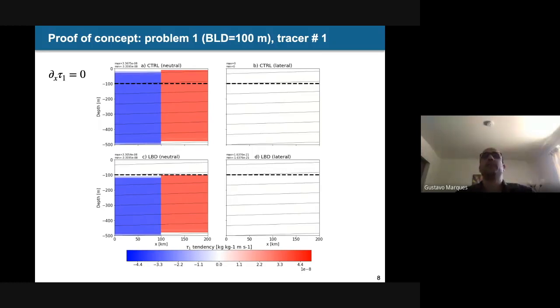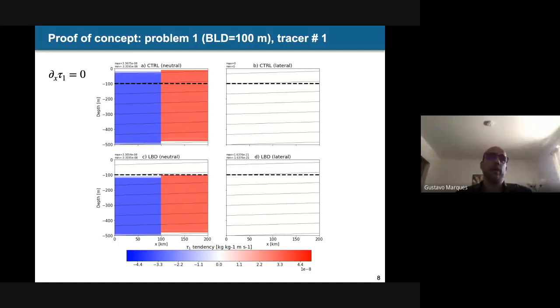So if the top panels are the control and the bottom panels are the LBG, left is neutral and right is lateral. So for the control, we have only neutral diffusion, and we see it happens throughout the water column. Some locations do not get a flux because there is no density that's matching those on the neighboring cell. And again, Andrew showed this nicely a month ago. And it has no lateral diffusion.